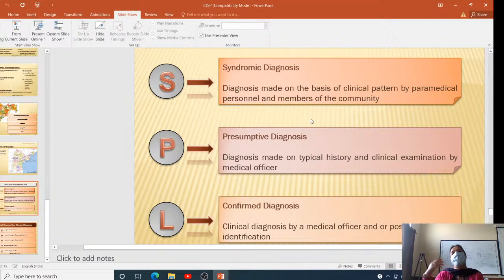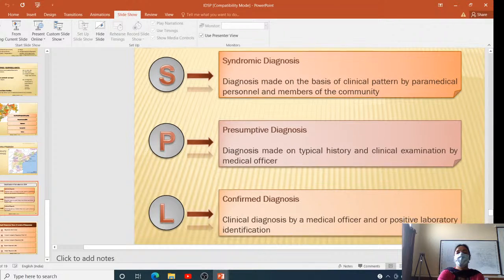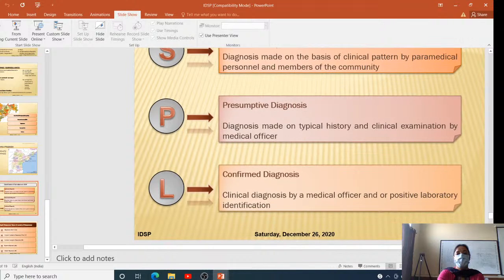And finally, when there is no doctor, community themselves are able to make a diagnosis. Oh, this is the kind of thing which happens with this particular disease, so probably this is the disease. So it is also called syndromic diagnosis or probable diagnosis. Okay, confirmed, presumptive, and syndromic diagnosis. So these are 3 definitions for diagnosis which are used in the surveillance.